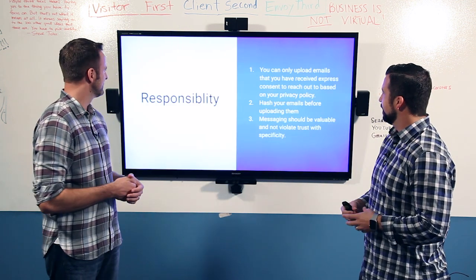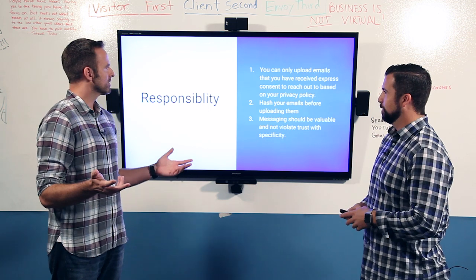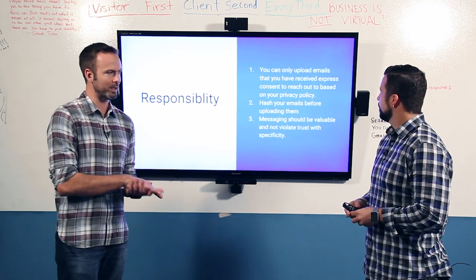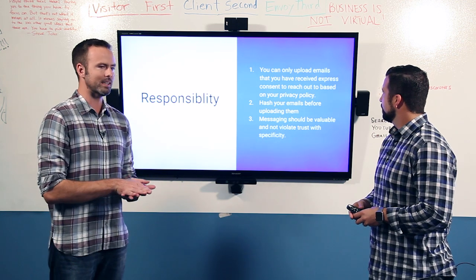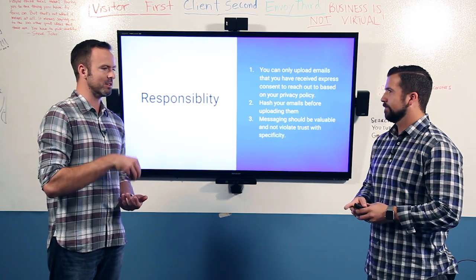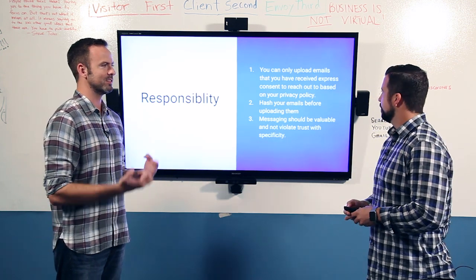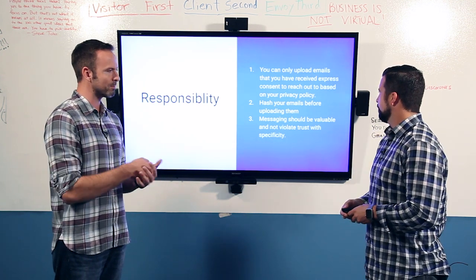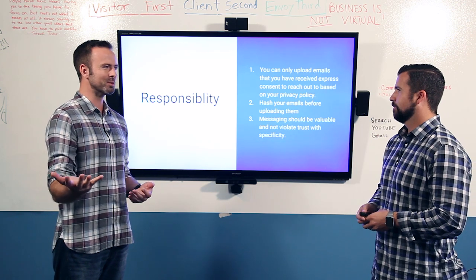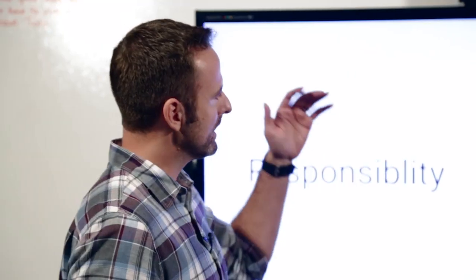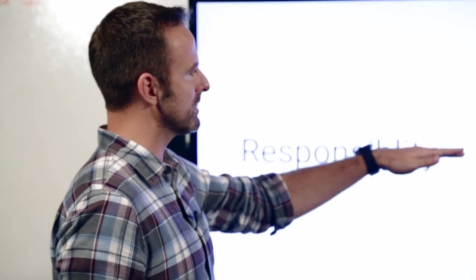Yes, exactly. So why don't you cover responsibility? Sure, there's a little bit of responsibility here, and Google has their own terms, so we're going to be reiterating some things. Basically, put people first, and do not go out and buy an email list and upload it to Google. This is only for things where you've captured the first-party data. And buying a list is pointless anyway, because you don't know enough about those emails. Only upload emails that you've received express consent to reach out to. That's a huge Google term.